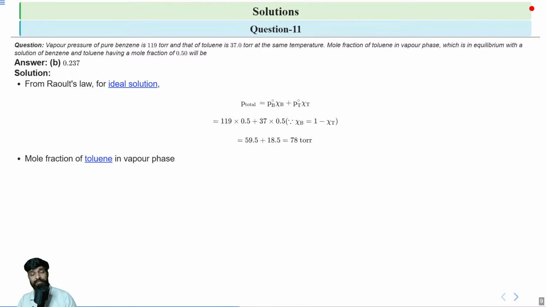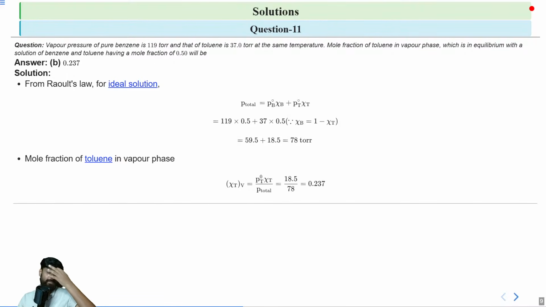Next, we will have to calculate the mole fraction of toluene in vapor phase. So for that, we will use the formula chi T V, the mole fraction of toluene in the vapor phase, is equal to P naught T chi T by P total. It's very simple. Why are we doing this? Because we know the formula for the mole fraction in the vapor phase, which is P of A is equal to P total into y A, where P total is the total pressure, P A is the pressure of A, and y A is the mole fraction of A.